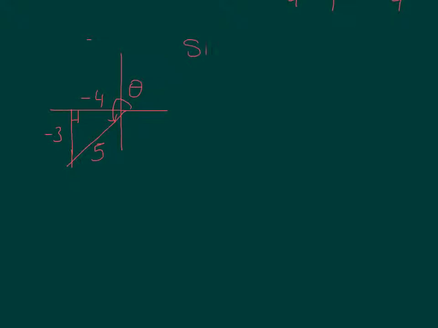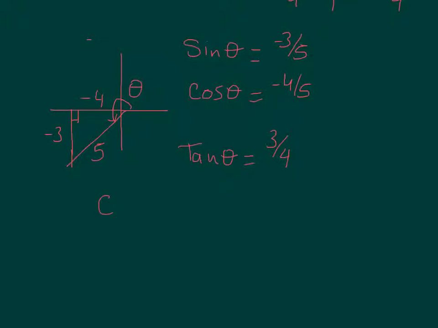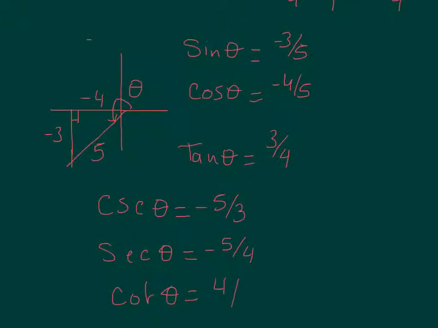And we're asked to find all 6 trig functions. What's the sine of theta, the cosine of theta, the tangent of theta. Now the sine is opposite over hypotenuse. The cosine is adjacent over hypotenuse. And the tangent is 3/4, which is opposite over adjacent. Now for the other 3 functions, cosecant of theta is the reciprocal, which is negative 5 over 3. The secant of theta is going to be negative 5 over 4. And the cotangent of theta is the reciprocal of tangent, which is 4/3.